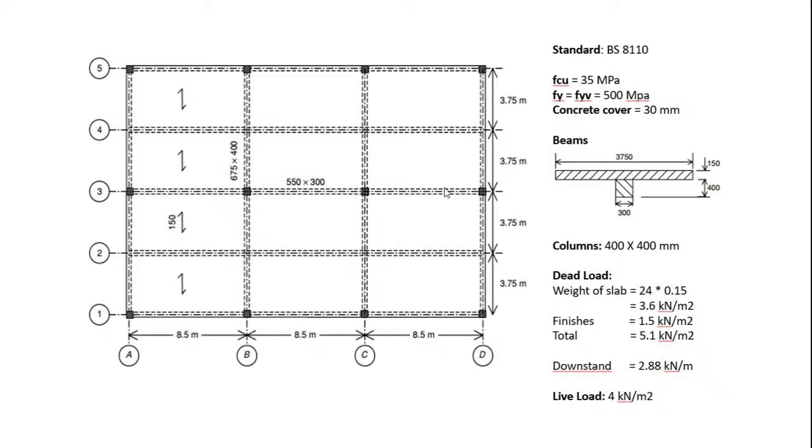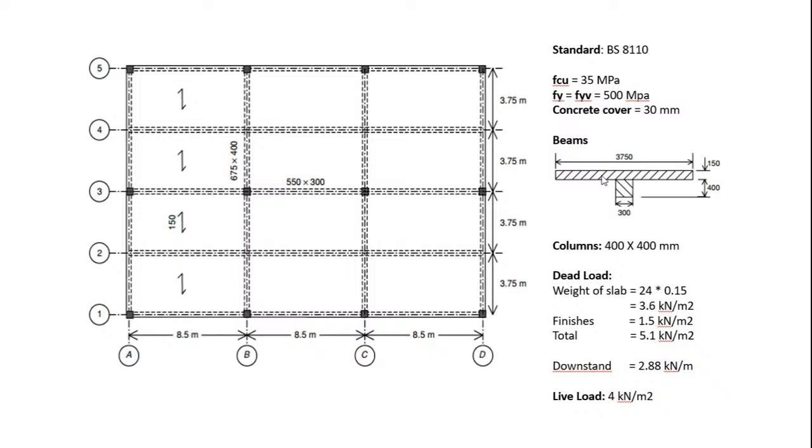We shall use the characteristic strength of concrete to be 35 megapascal, the strength of steel, both for shear and longitudinal reinforcement, to be 500 megapascal. Sorry for the little p here. And for the concrete cover for all reinforcements, we shall take 30 millimeters. And this is the geometry of the beam, the cross section of the beam.